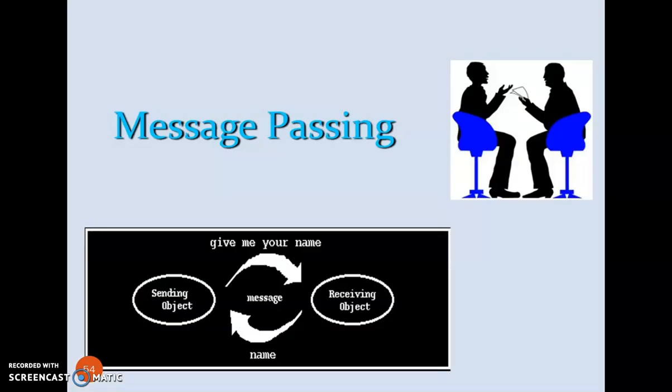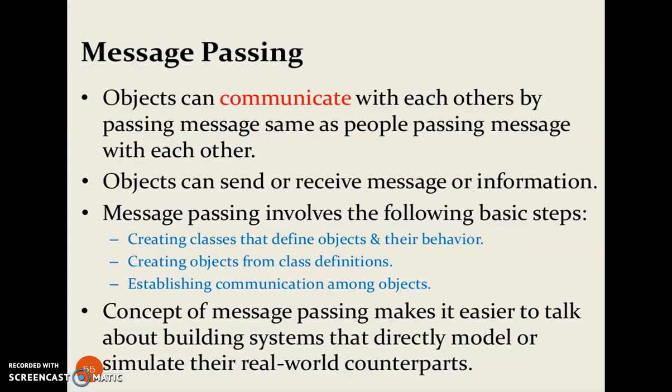The next concept is message passing. Objects can pass messages to different objects. Objects can communicate with each other by passing messages, as people pass messages to each other. The object can send or receive messages or information. Message passing involves three basic steps. First step is creating the classes that define objects and their behavior. Second step, creating the objects from class definitions. Third step, establishing the communication among the objects.